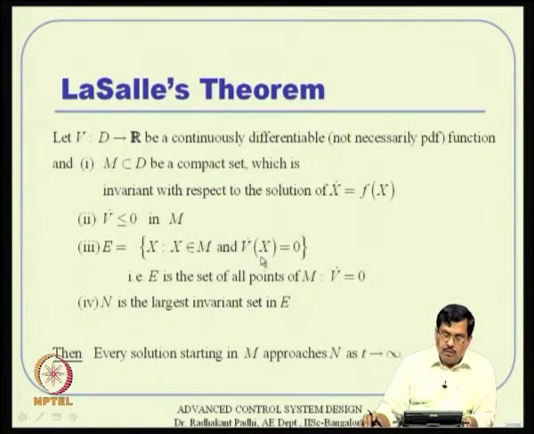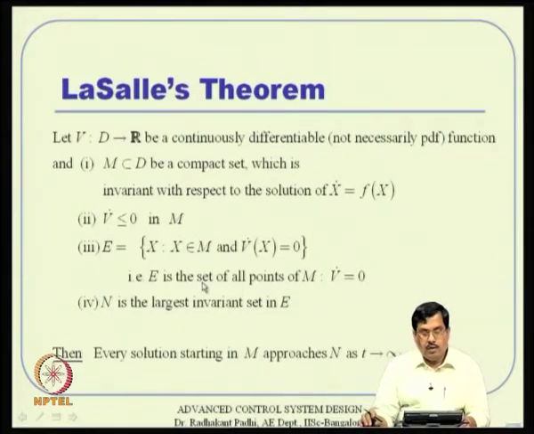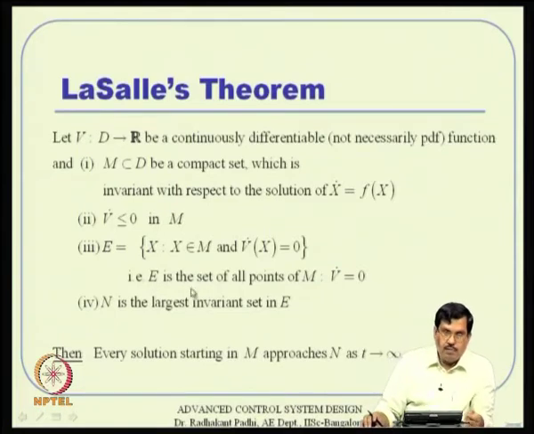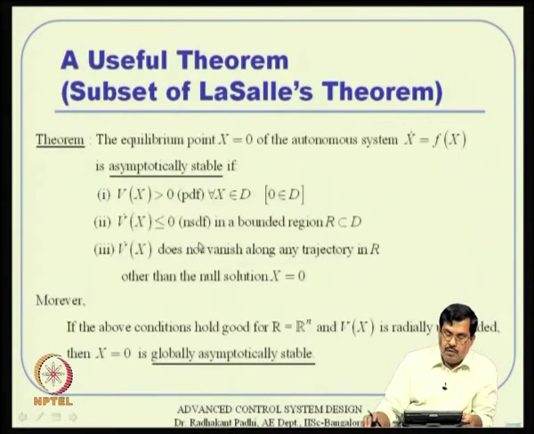And then I will select the largest invariant set in this set E, because E can have multiple solutions sort of thing. For example, I will take you through an example where E is a union of two subsets, the equilibrium point as well as a limit cycle. Then you have to select the subset which is the largest invariant set in that E. So, if you satisfy all these conditions 1, 2, 3, 4, then the conclusion is every solution which starts within M will ultimately approach N as t goes to infinity, and it is very easy to see the previous theorem that we discussed here.